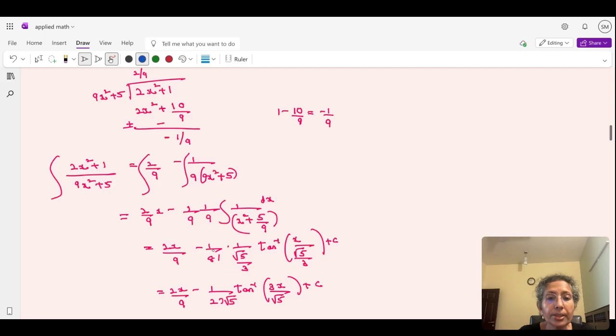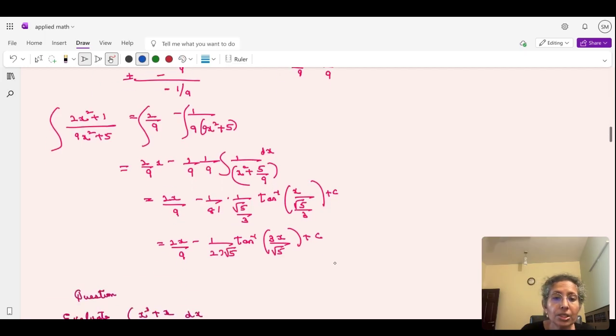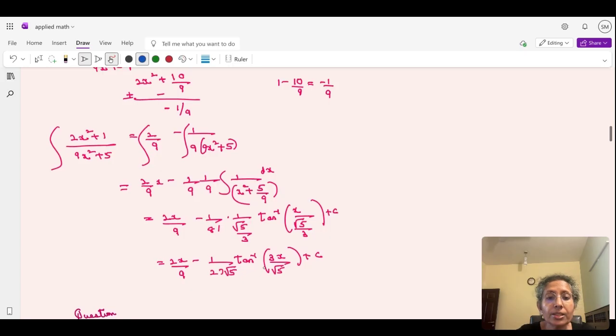So this is 2x by 9 minus 1 by 9 into 1 by a, which will be 1 by root 5 by 3, tan inverse x by root 5 by 3 plus c. So this is 2x by 9 minus 1 by 27 root 5 tan inverse 3x by root 5 plus c.